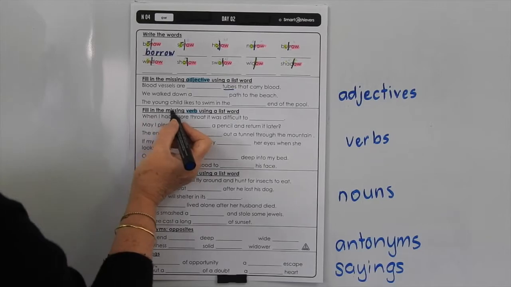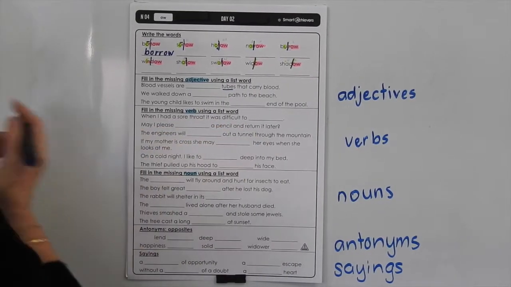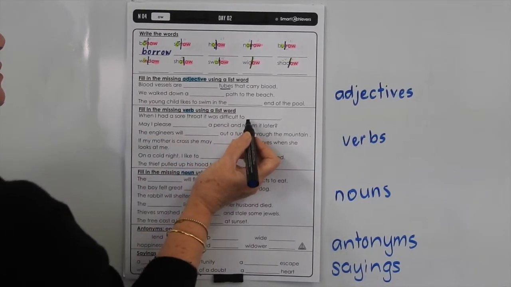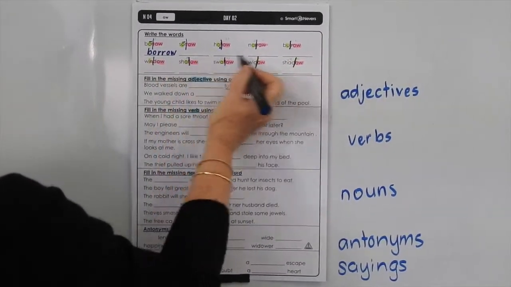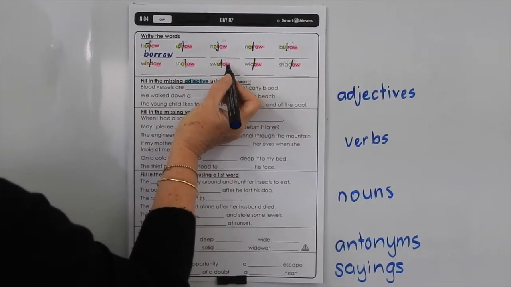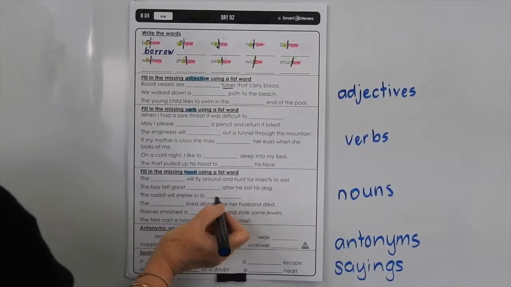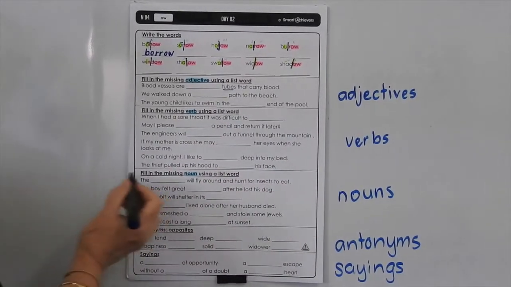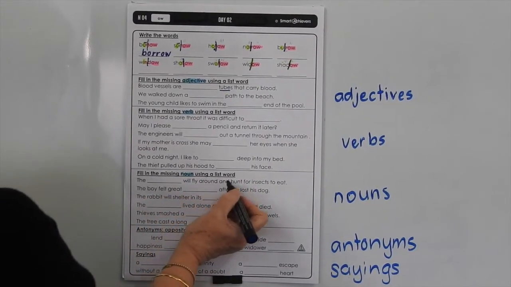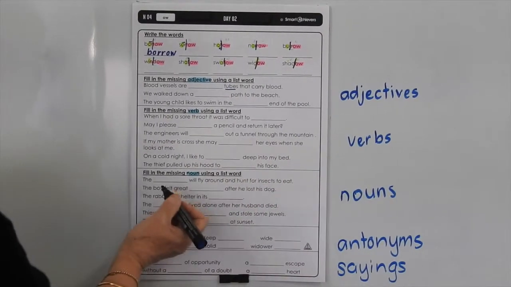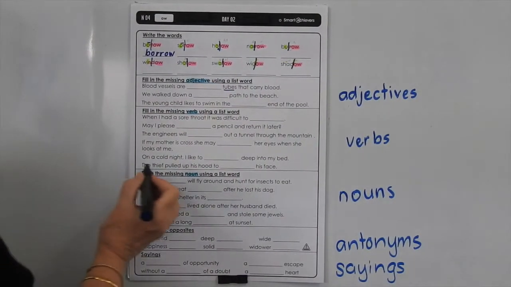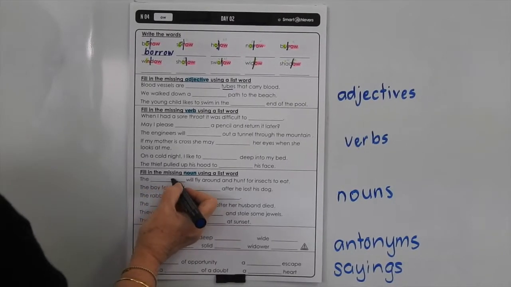Down here you've got to fill in the missing verb using a list word. So a verb is something you can do. When I had a sore throat, it was difficult to something. What's something you find difficult to do if you've got a sore throat? It would be swallow. Now swallow could be a noun or a verb, so you may find you have to use it down here as well. Fill in the missing noun using a list word. The something will fly around and hunt for insects to eat. Well, we know a swallow is also a little bird that likes to eat insects, so once again we'd have to write it down here.